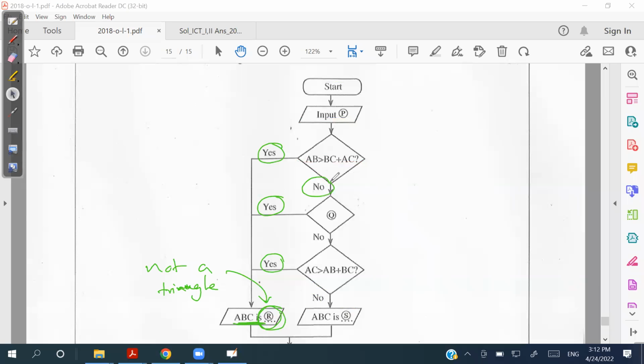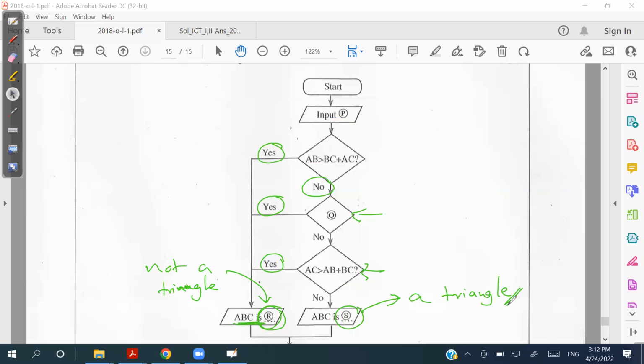If this is no, then you have to check the condition that we wrote. Then if it is no, you have to check whether this one is correct. If so, S indicates ABC is a triangle. Right, it's as simple as that. P, Q, R, and S are going to have those values.